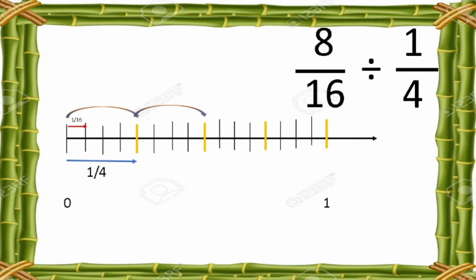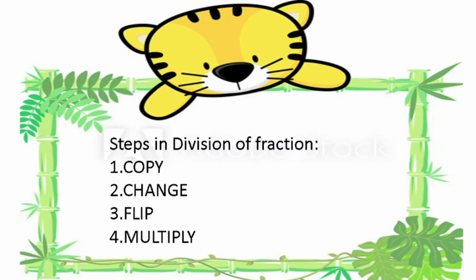This concept might be new to you, but I'm very sure that you can follow. There would be 4 steps that you should remember: copy, number 1, change, flip, multiply. Or we call that CCF, multiply.